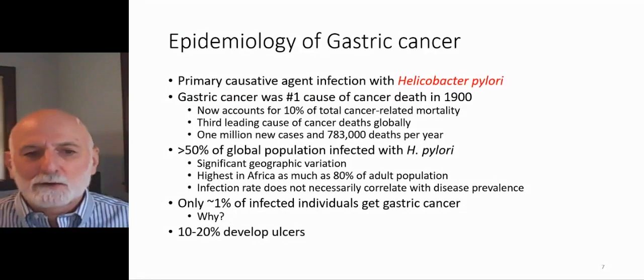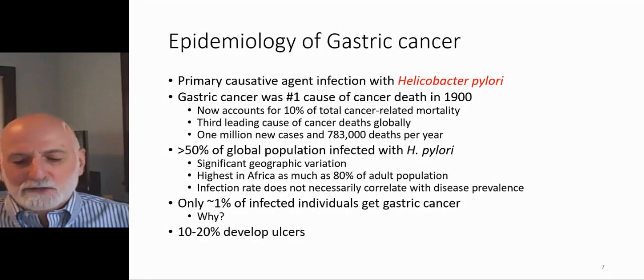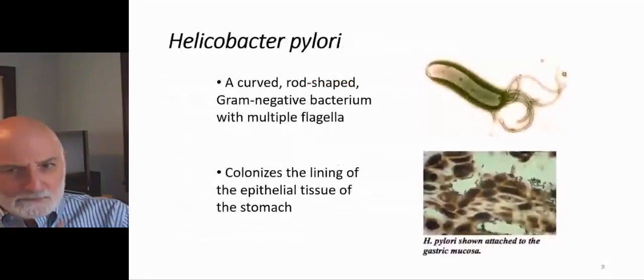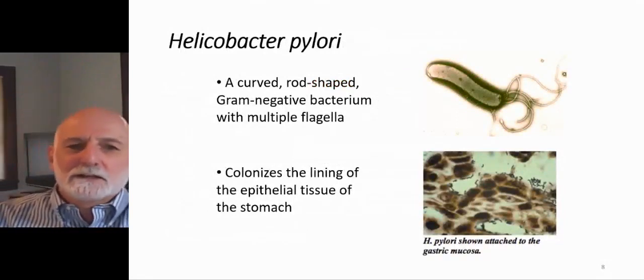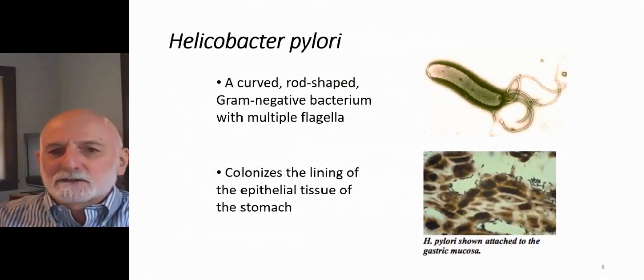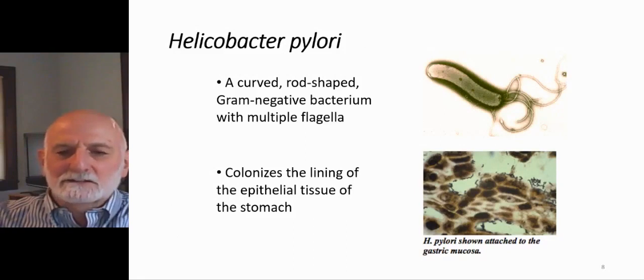In fact, only about 1% of the infected people get gastric cancer, and about 10 to 20% develop ulcers. So to give you a little bacterial view, H. pylori is a curved, rod-shaped gram-negative bacterium with multiple flagella. If you look over here, you can see my cursor moving along the gut epithelium, and all these little black spots are in fact a colonized gut, and those are all the bacterium along the epithelial tissue of the gut.